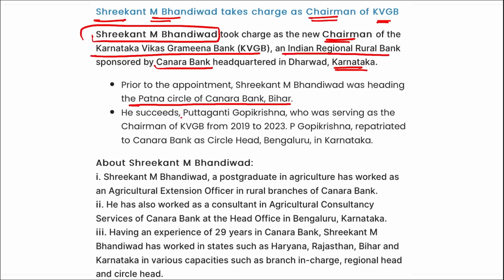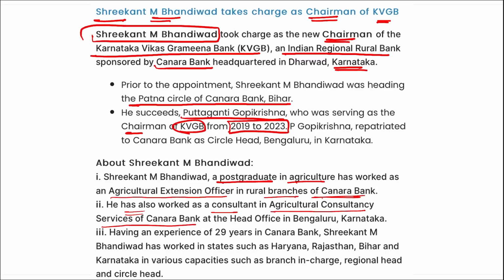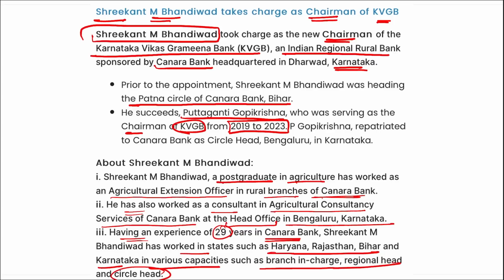he succeeded Purtaganti Gopakrishan, who was serving as the chairman of Karnataka Vikas Gramin Bank, and he was in that position from 2019 to 2023, and he will be replaced by Shrikant M. Bhandiwad. Correct. If we talk about him, he is a postgraduate in agriculture and has worked as an agriculture extension officer in rural branches of Canara Bank. He has also worked as a consultant in agriculture consultancy services of Canara Bank at the head office in Bangalore, Karnataka. He has an experience of 29 years in Canara Bank and has worked in states such as Haryana, Rajasthan, Bihar and Karnataka in various capacities such as the branch in charge, regional head or the circle head.